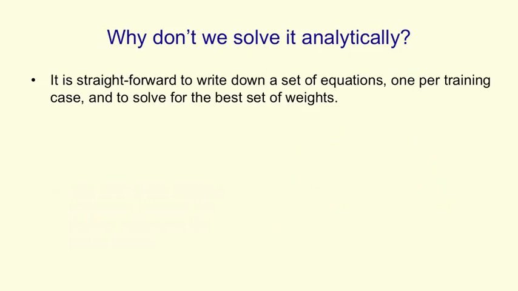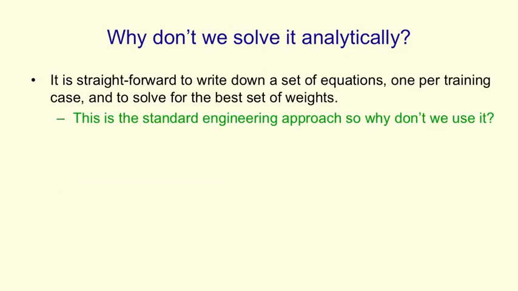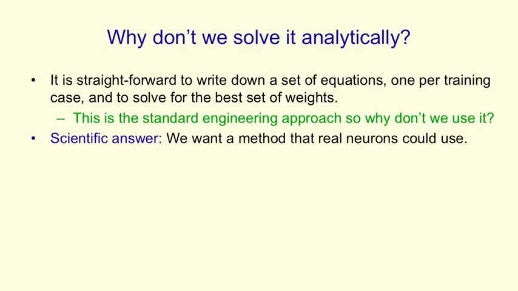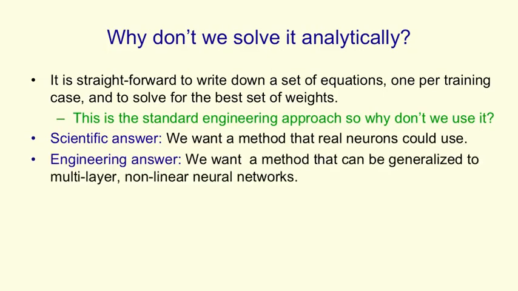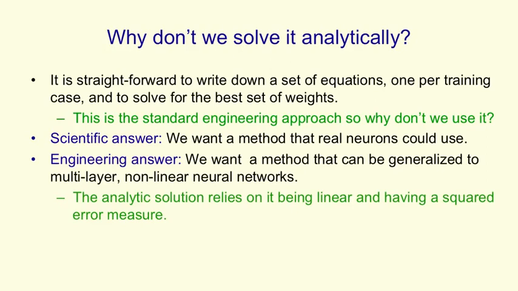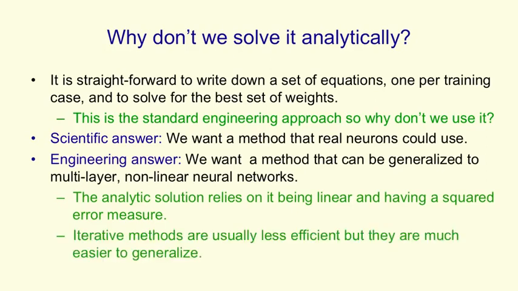So one question is, why don't we just solve it analytically? It's straightforward to write down a set of equations, with one equation per training case, and to solve for the best set of weights. That's the standard engineering approach, and so why don't we use it? The first answer, and the scientific answer, is we'd like to understand what real neurons might be doing, and they're probably not solving a set of equations symbolically. An engineering answer is that we want a method that we can then generalize to multi-layer nonlinear networks. The analytic solution relies on it being linear and having a squared error measure. An iterative method, which we're going to see next, is usually less efficient, but much easier to generalize to more complex systems.